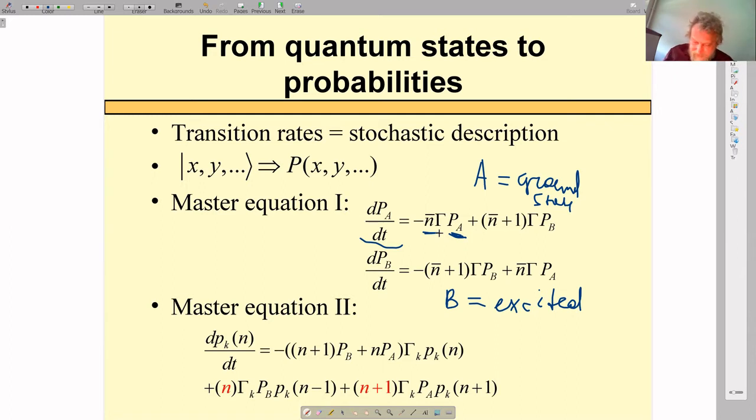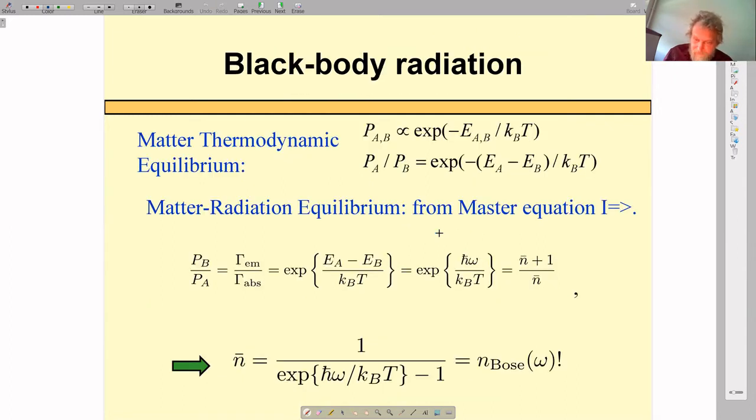Let us see. Right. Let me look at the timeline. Okay, I have a little bit of delay already. Let me talk about black body radiation, and then we'll have a break.